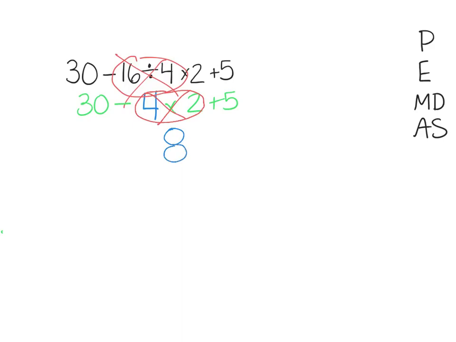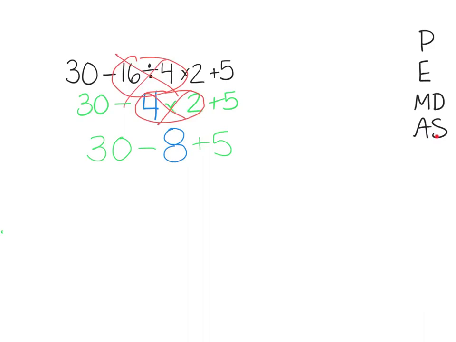Now I only do one step at a time, so I keep everything else the same. 30 minus, then instead of 4 times 2, I change that to an 8, then plus 5. So now I'm left with 30 minus 8 plus 5. So I look to see, do I have any more multiply and divide? Nope, just subtracting and adding. So I'm on my last step, add and subtract.